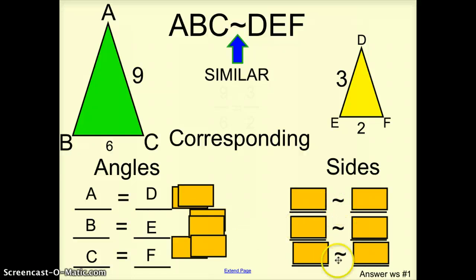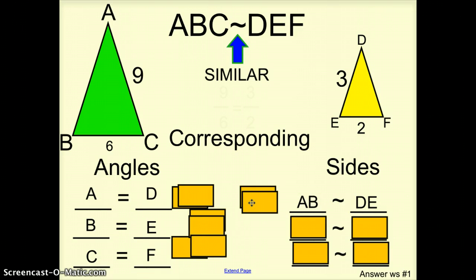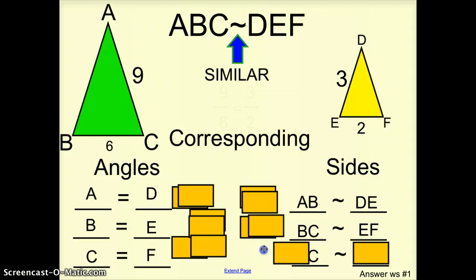Notice the symbols in between. Do you think the numbers or the properties of those sides has changed? Well, AB and DE are similar. Notice the sign in between. BC and EF are similar. And finally, AC and DF. And we're going to focus on a couple of those pairs right now.